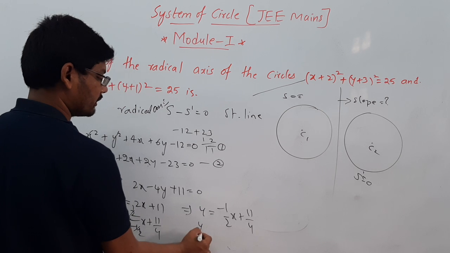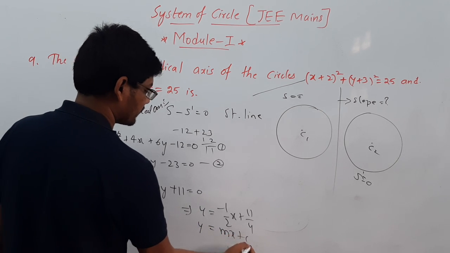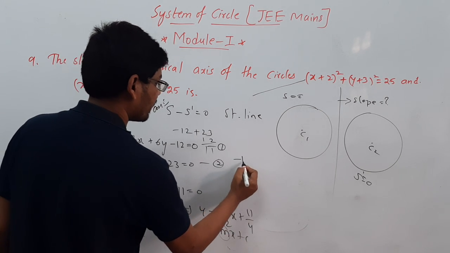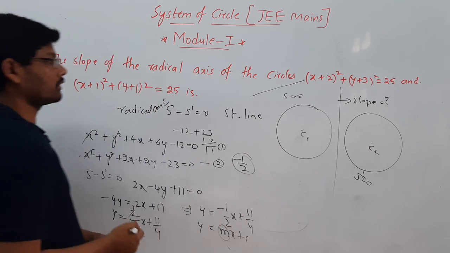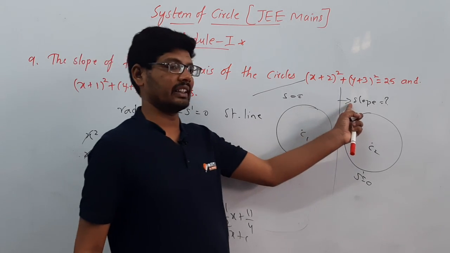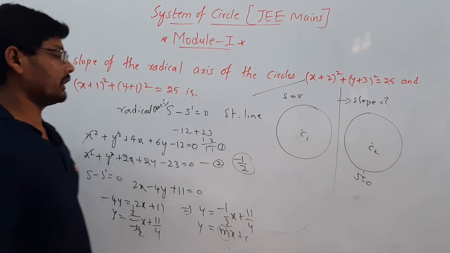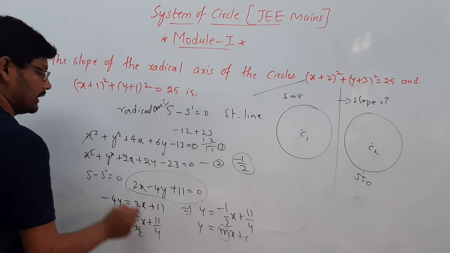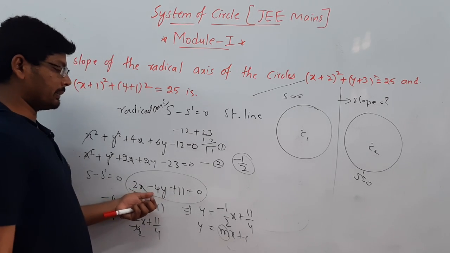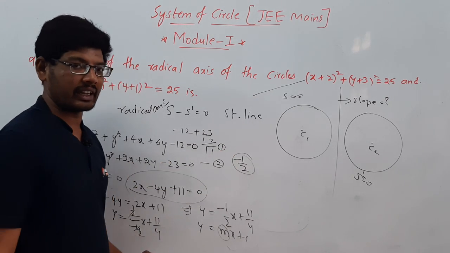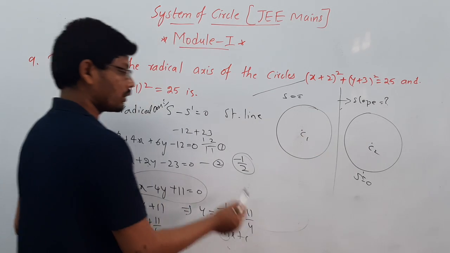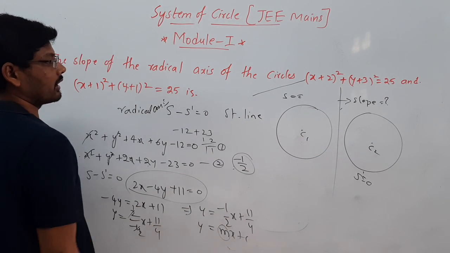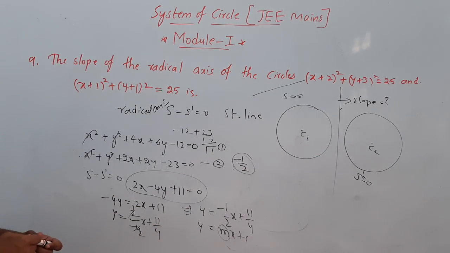So if you compare this equation with y is equal to mx plus c, m is equal to minus 1 by 2. The slope of this radical axis is minus 1 by 2. The equation of the radical axis is 2x plus 4y minus 11 is equal to 0. This is the equation of the radical axis, and the slope of the radical axis is minus 1 by 2. This is the solution for this question.